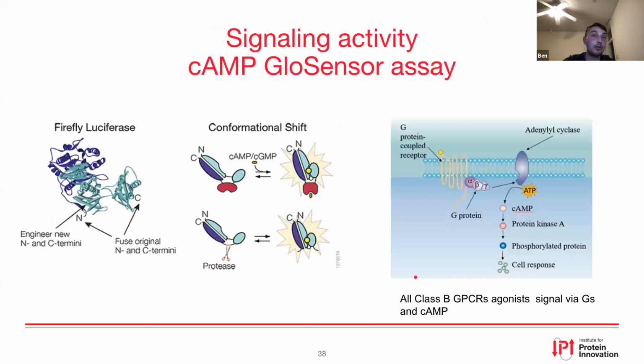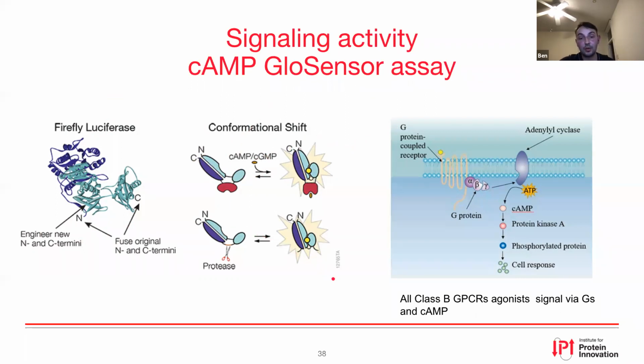So how do we characterize it? We want to figure out if they are active agonists. And for that, we use a glow sensor. The glow sensor is this modified firefly luciferase protein that can bind to cyclic AMP or cyclic GMP. And if cyclic AMP or GMP are around, these two halves on the N-terminal part come together, and the luciferase increases in luminescence, and we can measure that.